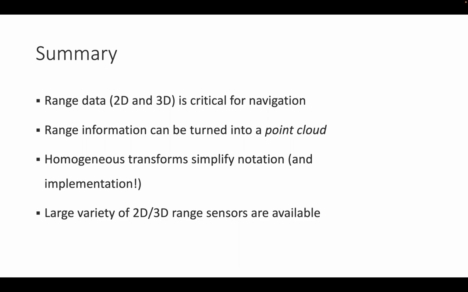So in summary, range data in 2D, like a basic laser scanner, or 3D is really critical for navigation because it is the critical sensor to provide us with mapping information. You usually get range from these sensors that you have to turn into a point cloud using some geometry that depends on the way the sensor is providing this data. We have been doing this together for the laser scanner, but from there it is very simple to do it for other sensors. We also introduced the homogeneous transforms, which allows you to write down coordinate transformations in a much simpler notation, but also to implement them much faster in a computer. And finally, you've seen a large variety of 2D and 3D range sensors.